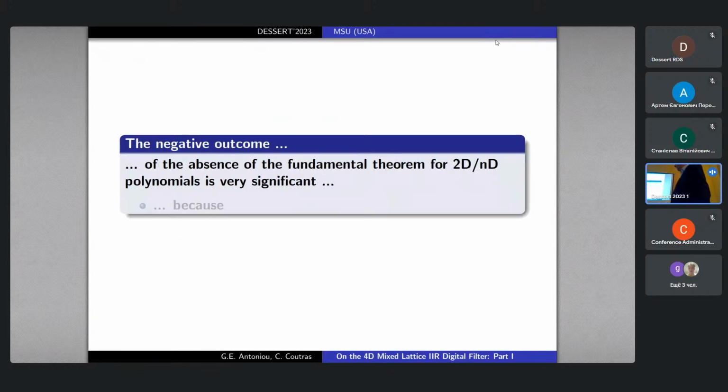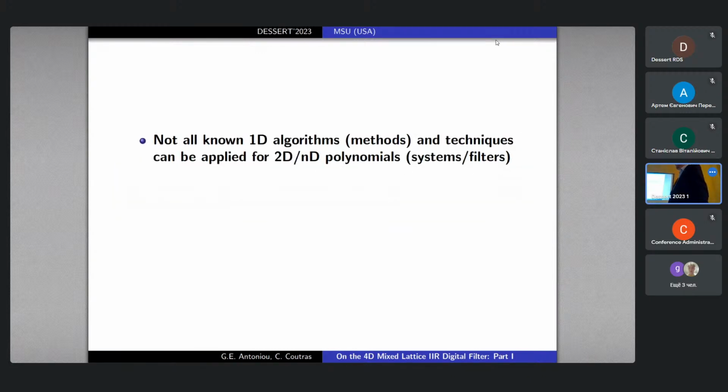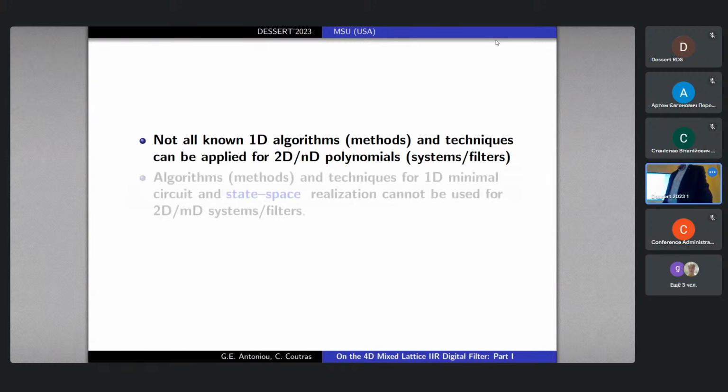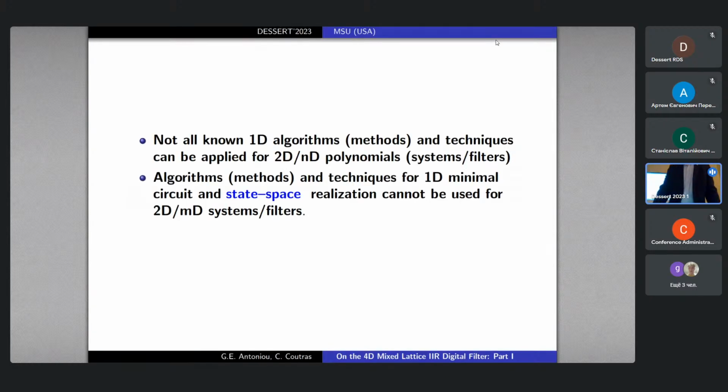The absence of the fundamental theorem of algebra is very significant. Why? Because not all known 1D algorithms, methods, and techniques can be applied to 2D, 3D, 4D, and so on, ND polynomials. Therefore, we have to propose new theorems, new algebra, new mathematics, which is not visible, okay? It is invisible. So algorithms, methods, and techniques for 1D minimum state space realization cannot be used for 2D and ND systems and filters.